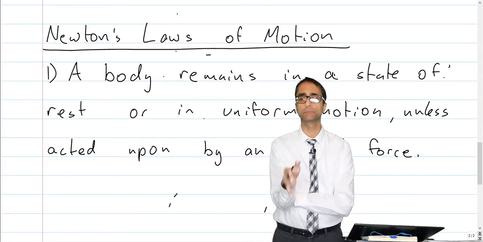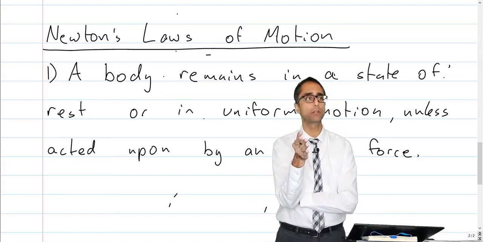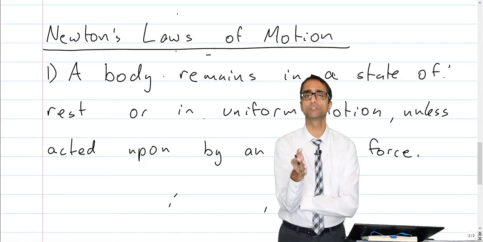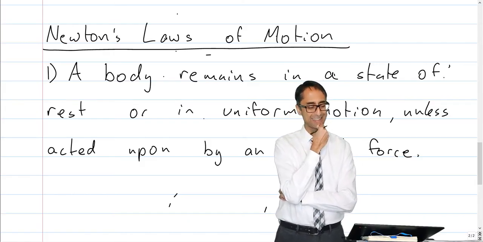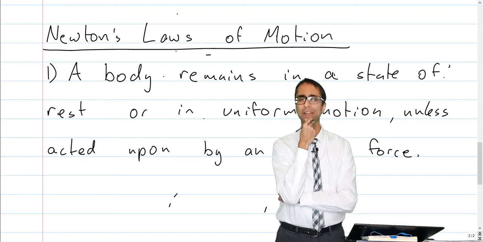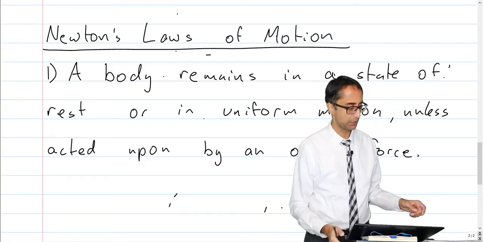Okay, I understand what rest means, not moving. Uniform motion means to have a constant velocity, continue in the same direction with the same speed. That doesn't seem to really correspond to what I understand here on Earth. I think we need to do a quick little experiment.